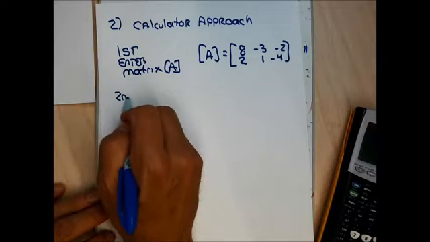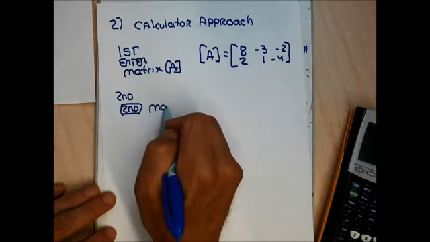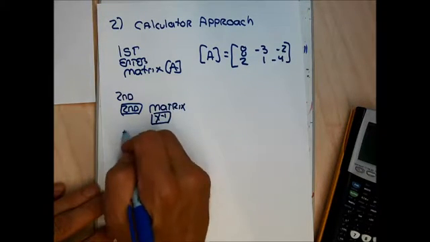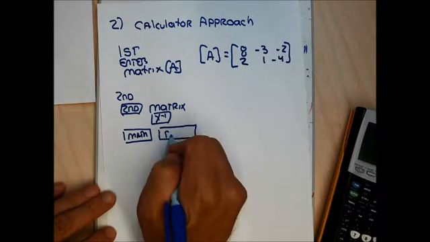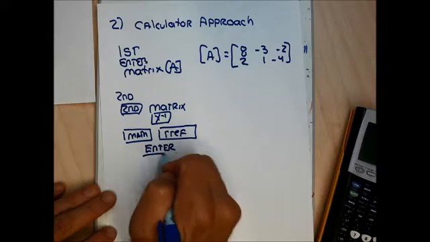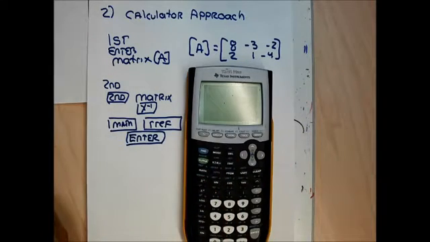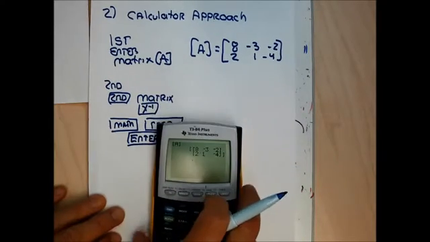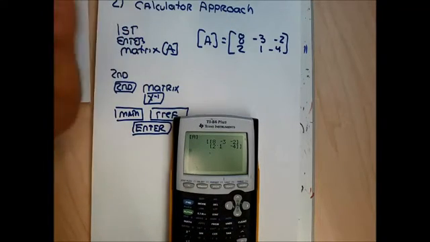Second, we're going to do second and matrix again, which is the x inverse key, which we've done a couple times now. And then arrow over to math and down to RREF and not REF and hit enter. So let me do this second step. Second step, after I have the matrix in matrix A, I could check it if I want. Second matrix, enter, enter. There's the matrix A that I entered and it looks correct. Let me do the second step now. So first enter the matrix. I checked it to make sure it's right. Didn't really have to check it.